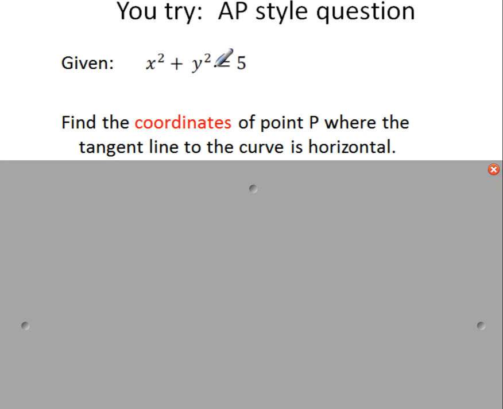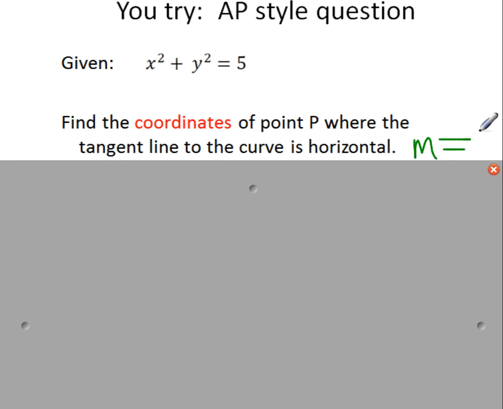If we have x squared plus y squared equals 5, find the coordinates of point P where the tangent line to the curve is horizontal. So again, tangent line to the curve is horizontal means the slope, I'll write m, equals 0.